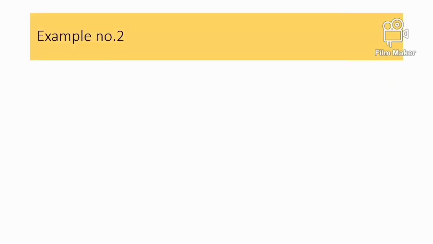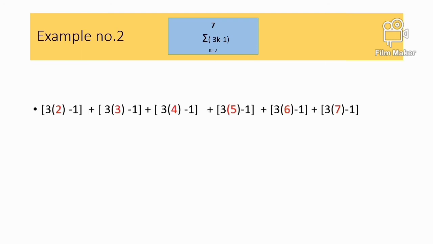Example number 2. We have the summation of 3k minus 1, where k is equal to 2 and n is 7. So we will substitute first the value of 2. So 3 times 2 minus 1 plus 3 times 3 minus 1 plus 3 times 4 minus 1 plus 3 times 5 minus 1 plus 3 times 6 minus 1 plus 3 times 7 minus 1. And we will get 5 plus 8 plus 11 plus 14 plus 17 plus 20. So the summation is equal to 75.